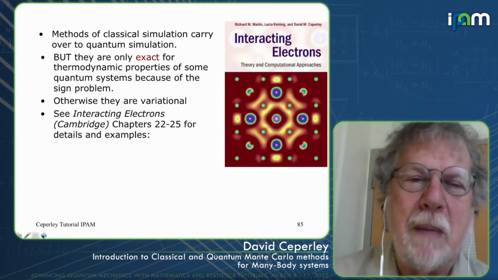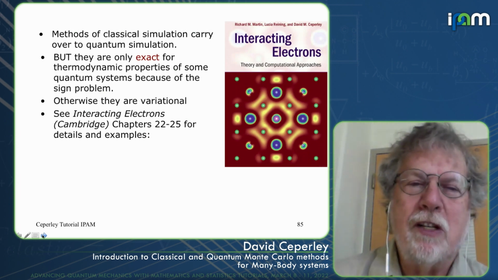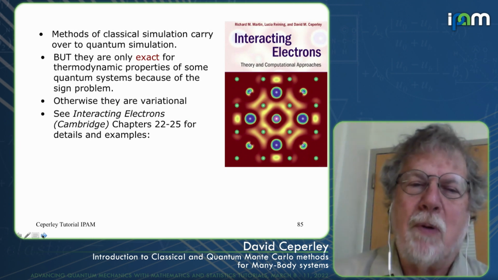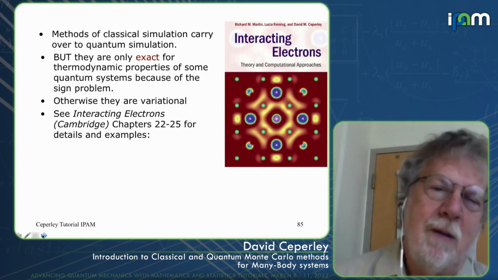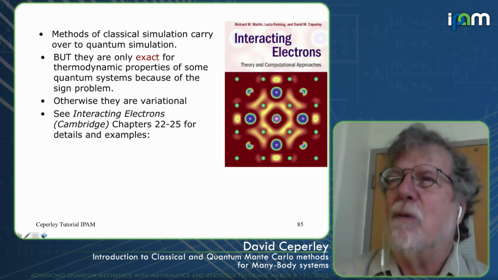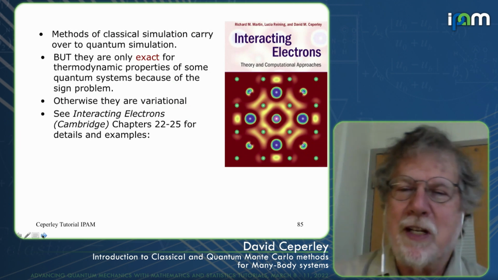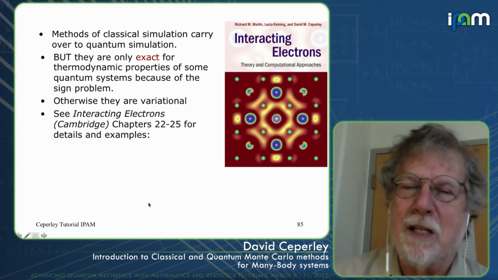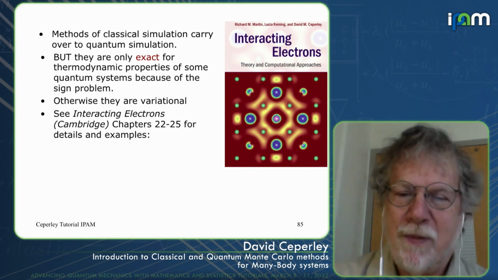And so this is my summary slide. Methods of classical simulation carry over to quantum systems, but they're only exact for thermodynamic properties of some quantum systems. Otherwise, they're variational, but they are the most accurate general methods around for quantum systems. And thanks to Kieran for putting up my book. I do have 4 chapters in this book that describe what I just talked about in more detail. So I'll stop there.